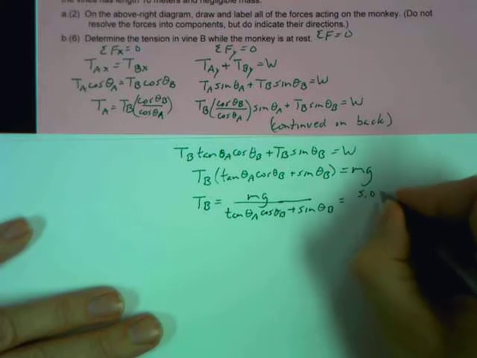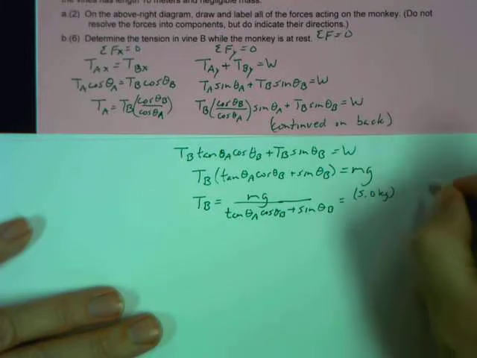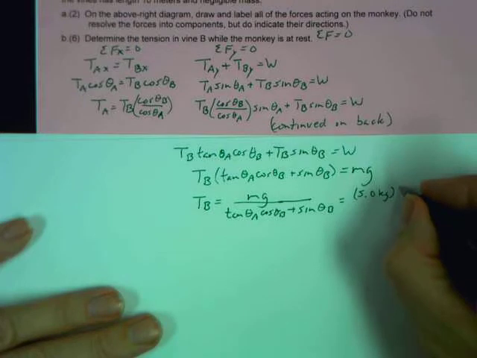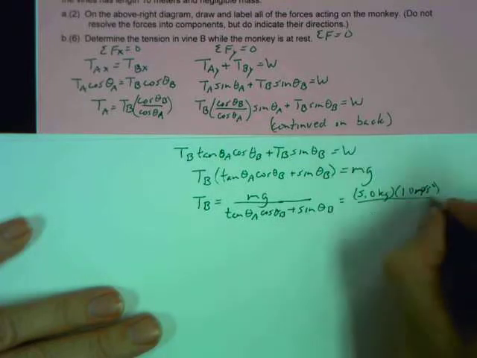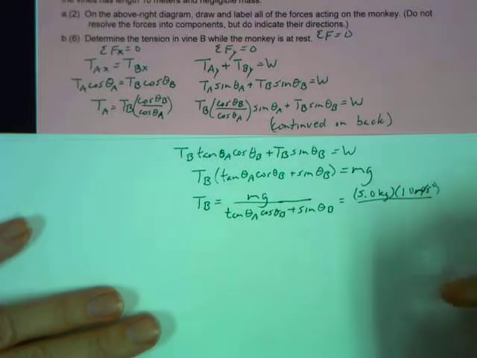M was 5.0 kilograms. G, we've been using 10 just to make our lives easy. And I really shouldn't say 10.0. I'm going to leave it as 10, 10 meters per second squared. It really is basically 2 sig figs at most.